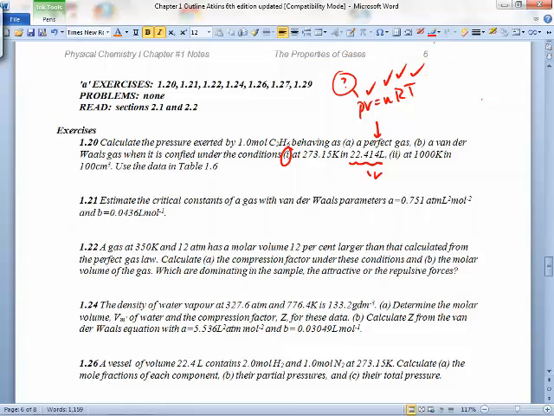Which R are you going to pick to make your life the easiest? Now, if you do the 8.31... I like the one with liters atm because you're already in liters, right? Use the 0.0821. I would for that first one anyway. Maybe for the next one. Well, even for the next one, 100 cubic centimeters is how many milliliters?